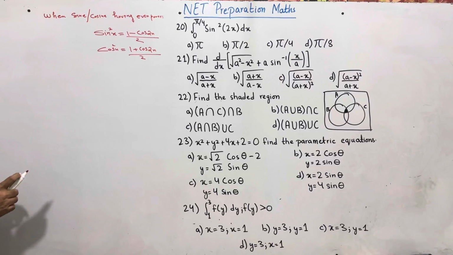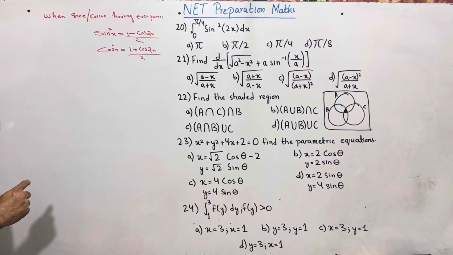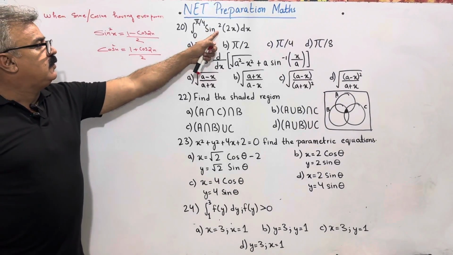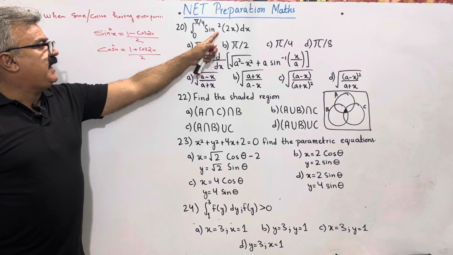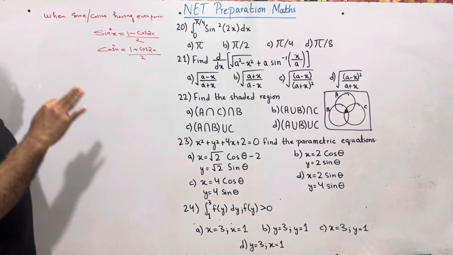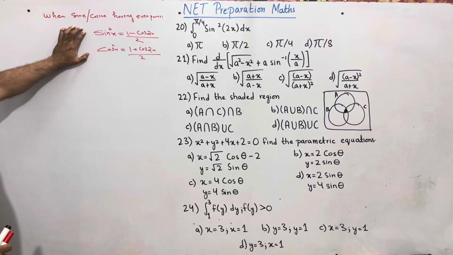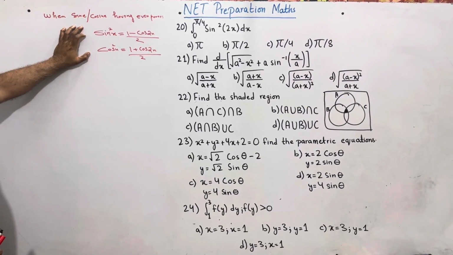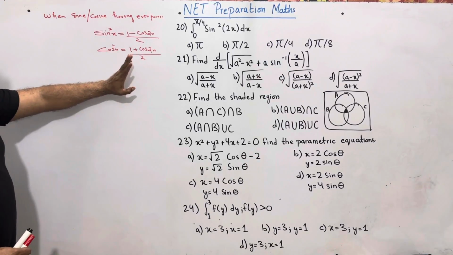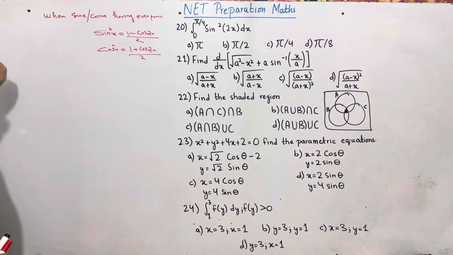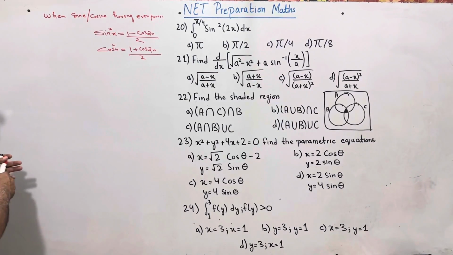When either sine or cosine, or both sine and cosine, have even powers, might be power 2, 4, 6, 8, 10 and so on, we utilize these two identities. Sine square x is equal to 1 minus cos 2x over 2 and cos square x is equal to 1 plus cos 2x over 2. Before solving this question, let's see a demo.